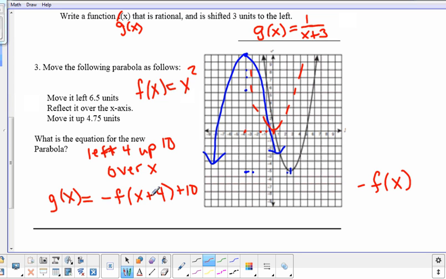And there's your equation. Except for that, I shouldn't have used f. I should have used the x squared. I forgot I was using the parent function. So it's going to be negative (x plus 4) squared plus 10. That makes it the quadratic parent function. So g of x equals that right there. Next page.